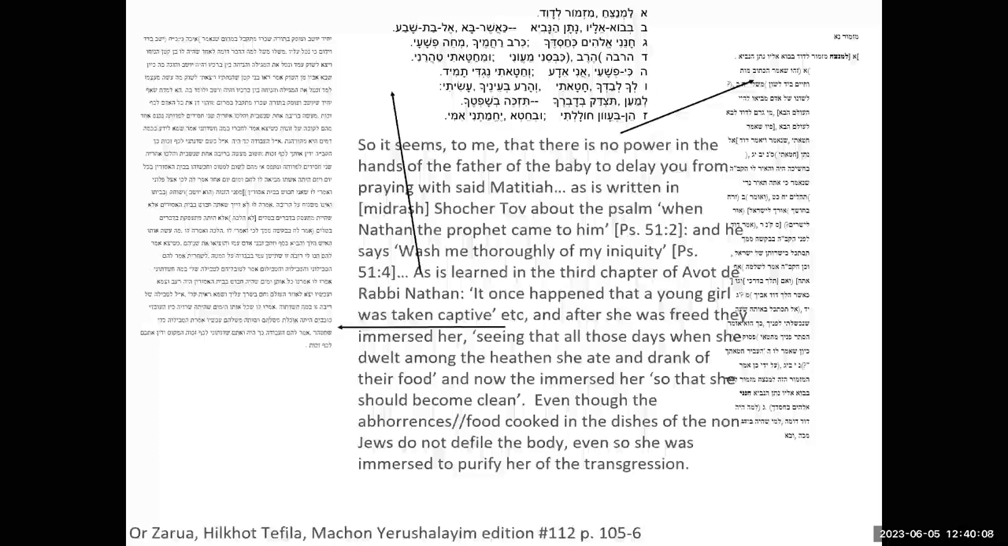And the earlier the rabbis, the more explicit they are about this. The later rabbis, the more they mask it and try to show different ways of dealing with it.